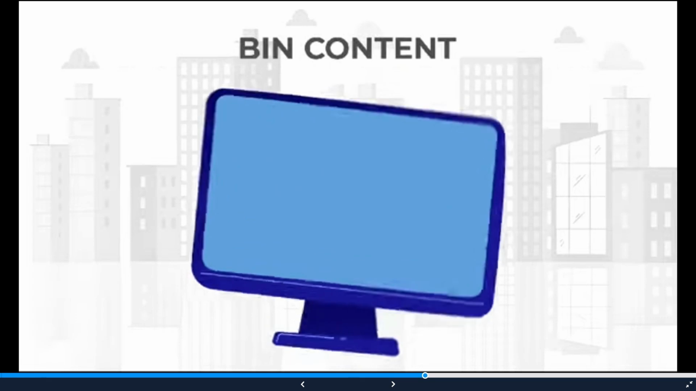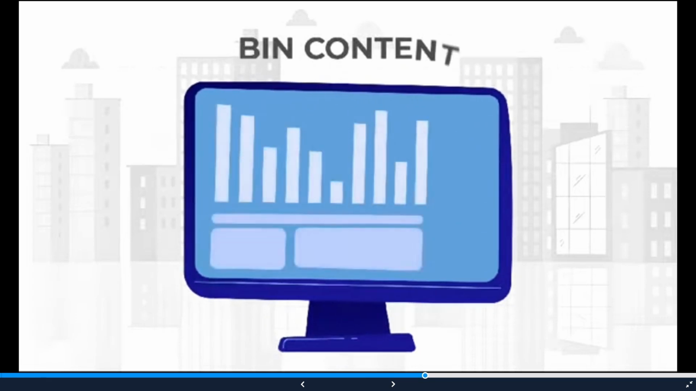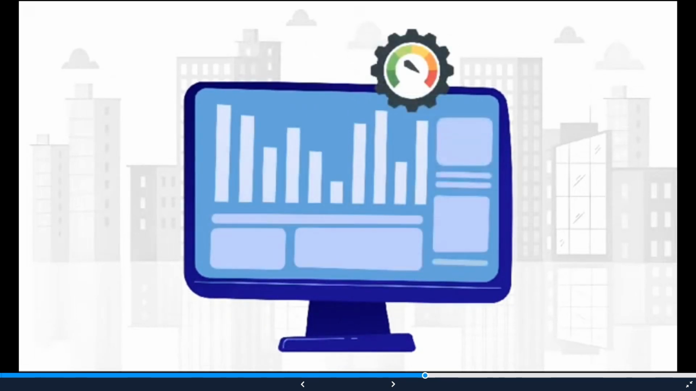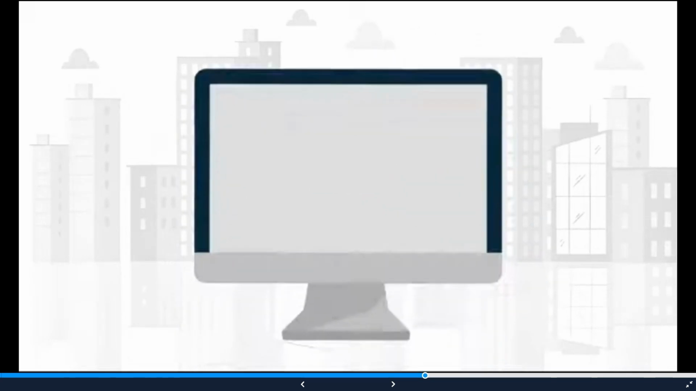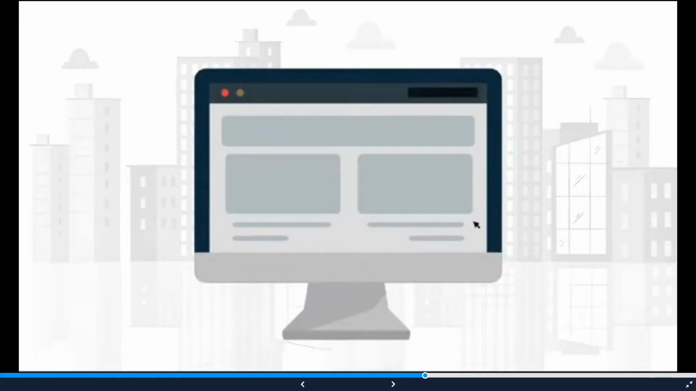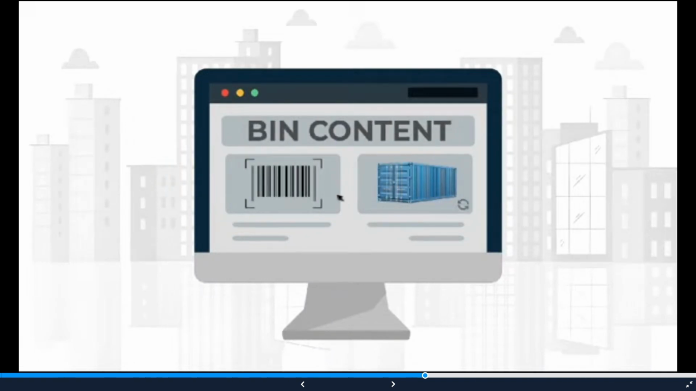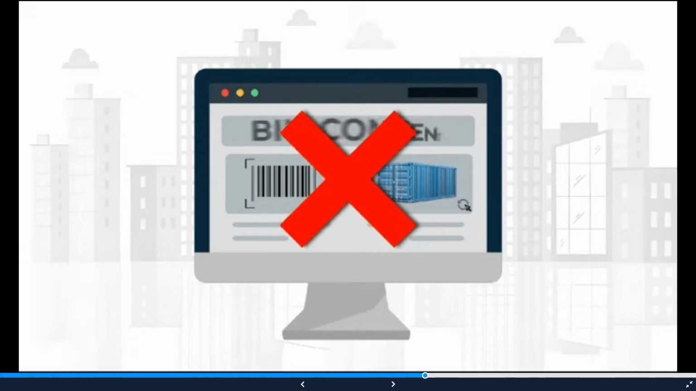The bin contents process in Business Central manages the relationship between stored items and their specific warehouse locations, or bins, making it essential for efficient inventory control in warehouses configured with bin locations. However, performing this process through the browser can be inefficient due to manual navigation, the absence of integrated scanning tools, and a higher risk of errors when updating bin content information.